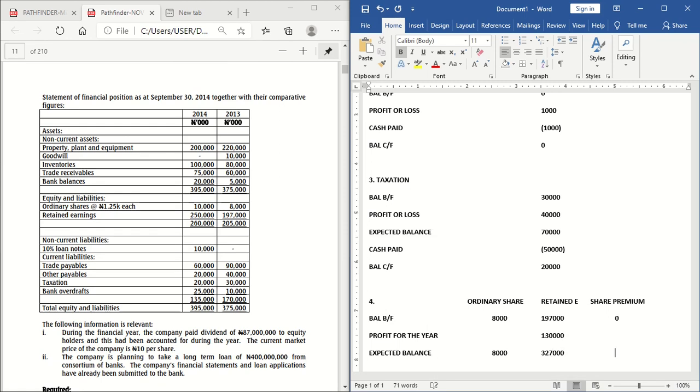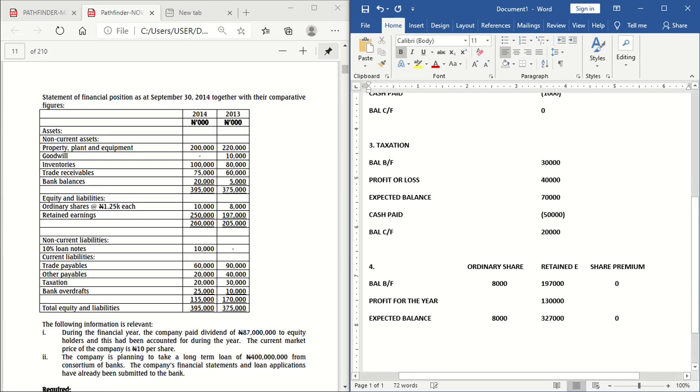So this one too is expected to be what? 0. This is what we are expecting. But if we check our actual balance at the end of the day, balance carried forward, we see that ordinary shares has increased to 10,000. We can also see that retained earnings, instead of being 327,000, is 197,000.